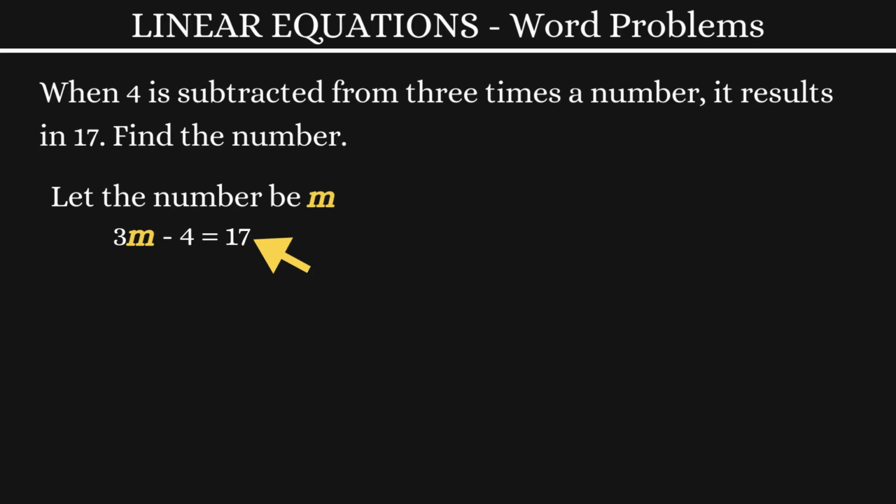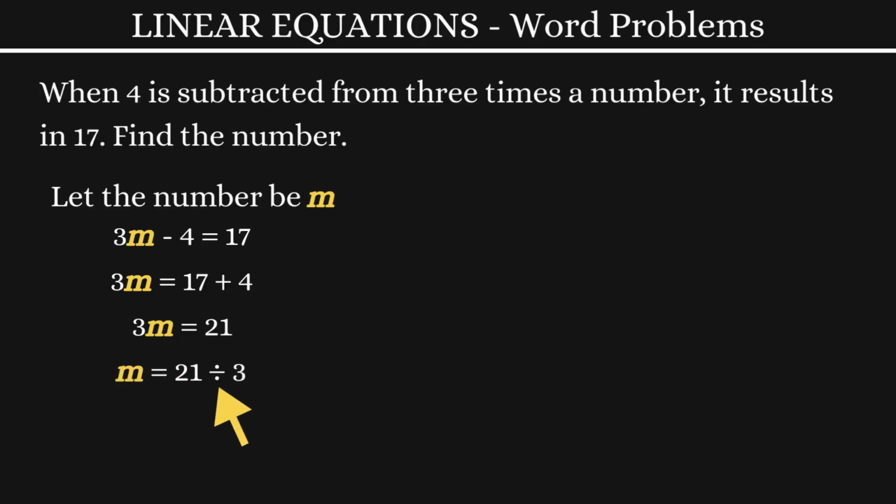On solving, we'll first move this minus 4 as plus 4. 3m is equal to 17 plus 4, which is 21. Now we'll move this 3 to the other side. Multiplication will become division. m is equal to 21 divided by 3, which is 7.